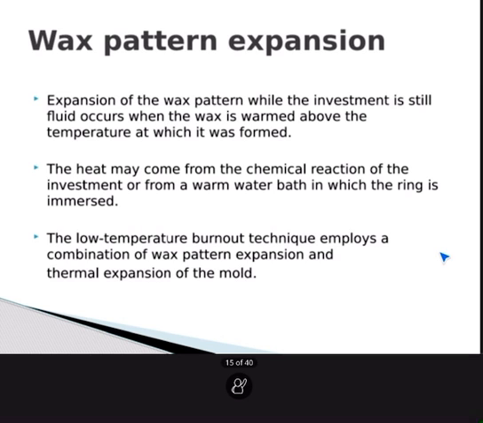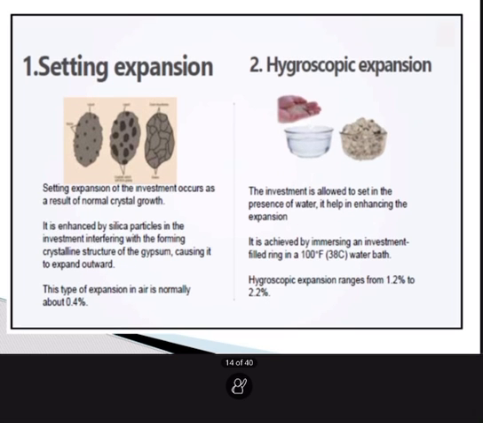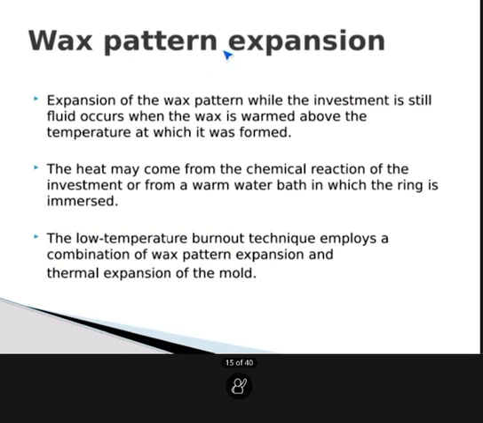And then there is your wax pattern expansion. Expansion of the wax pattern while the investment is still fluid occurs when the wax is warmed above the temperature at which it was formed. The heat may come from the chemical reaction of the investment or from a warm water bath in which the ring is immersed. Now, I told you that once your investment is solidified, you will put it in this water bath, and that temperature is 100 degree Fahrenheit. So this temperature will also cause the wax pattern expansion.